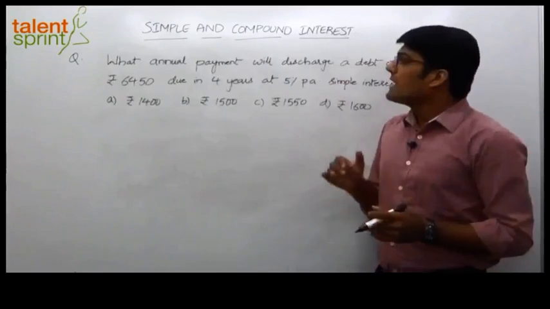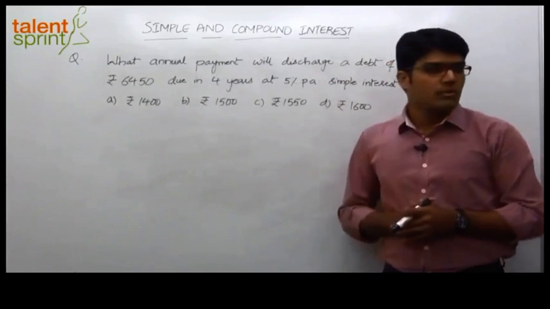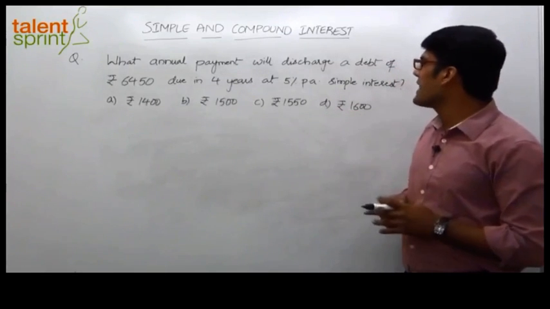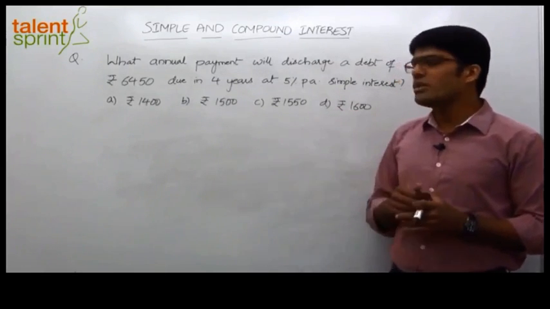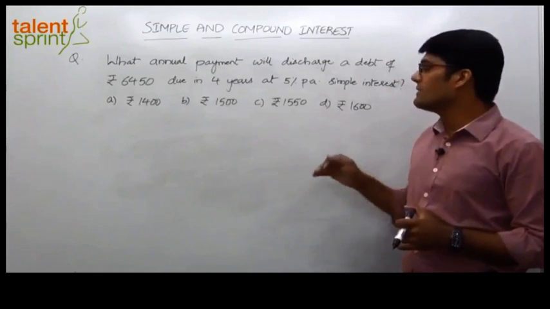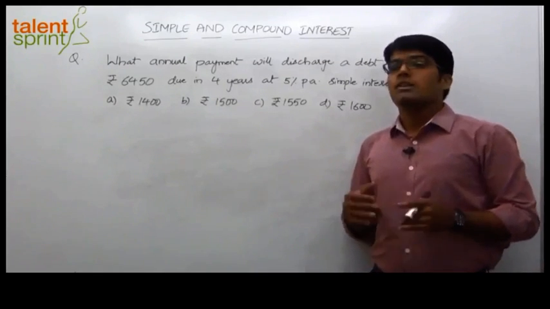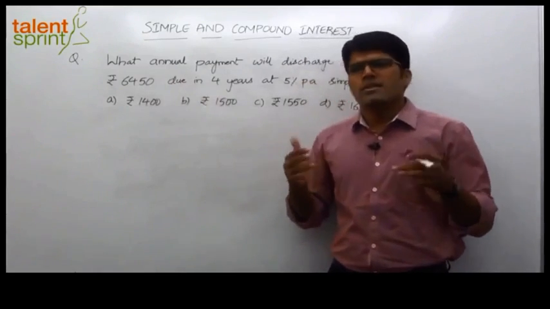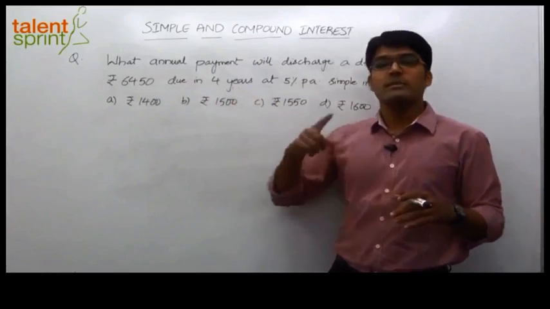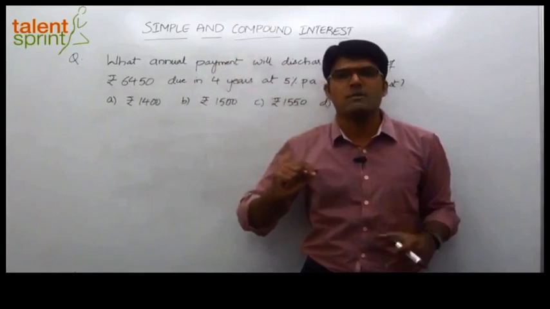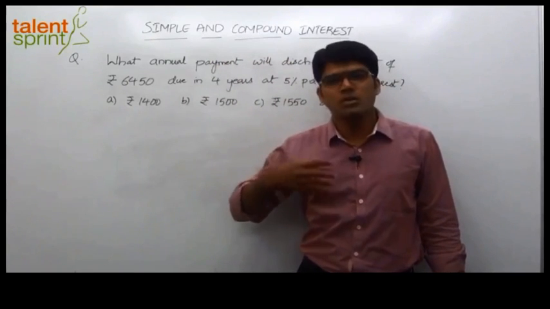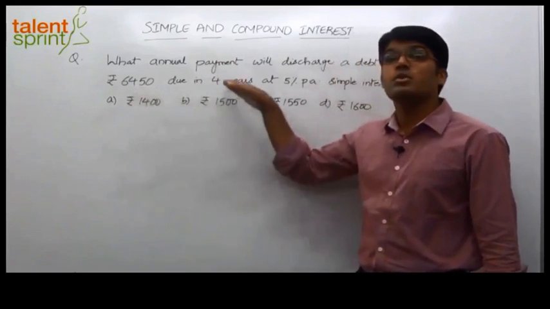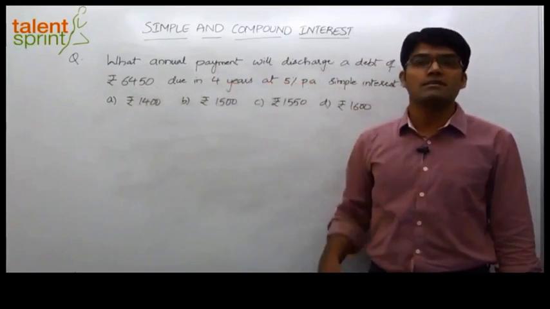Alright. What annual payment will discharge a debt of rupees 6,450 due in 4 years at 5% per annum simple interest? Options are 1400, 1500, 1550, 1600. Now what do you understand from the question? It is due in 4 years. That means you have to give 6,450 after 4 years to someone. You have taken a loan, you have to give 6,450 after 4 years. Are you able to follow?